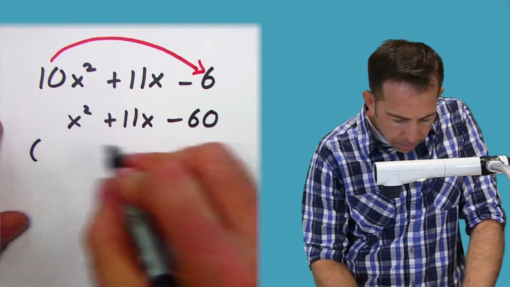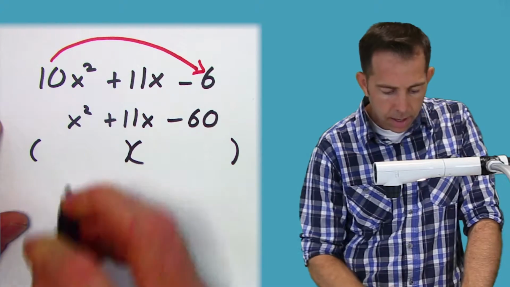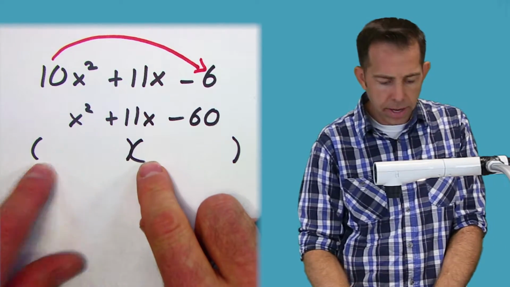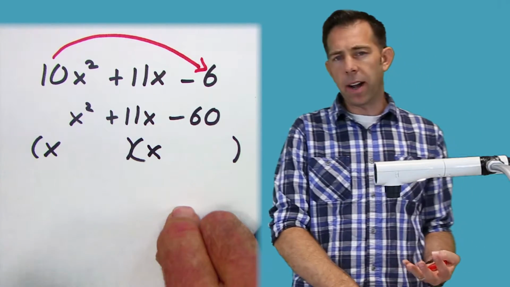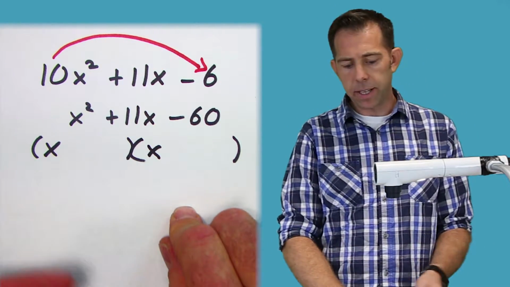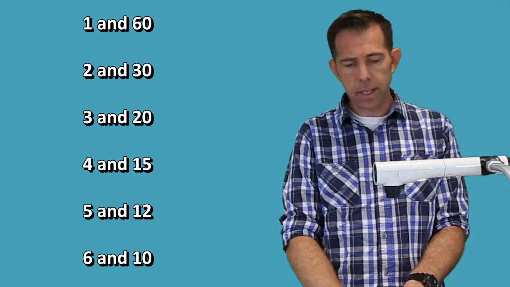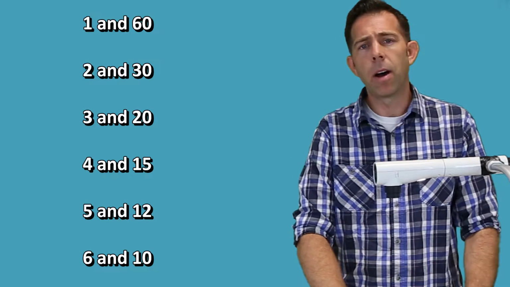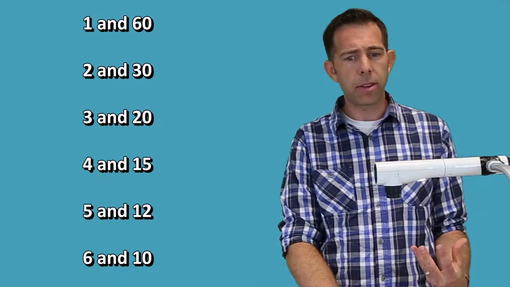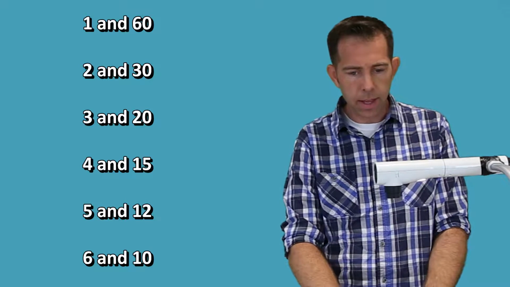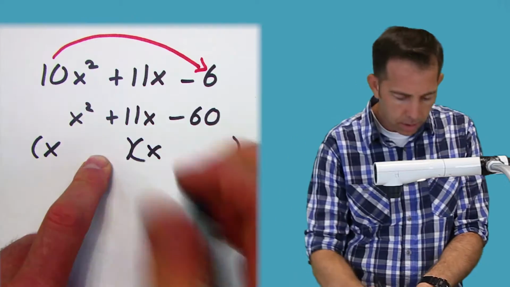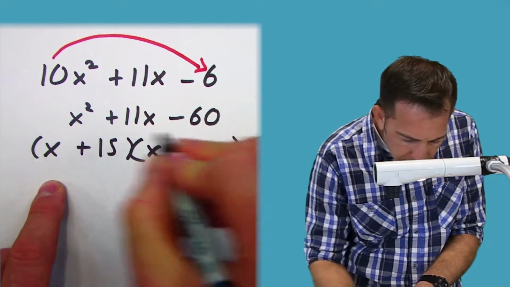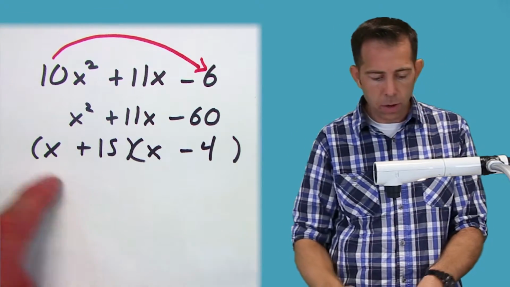Now we're going to factor this quadratic. Now remember, the first term in each linear factor is going to be x because our leading coefficient is 1. Now we need to find all the factors of negative 60, or factors that multiply to negative 60 that also add up to 11. So again, here's all the factors of negative 60. We just need to pick the right pair. And in this case, we need 15 and negative 4. So we have a positive 15. We have a negative 4.